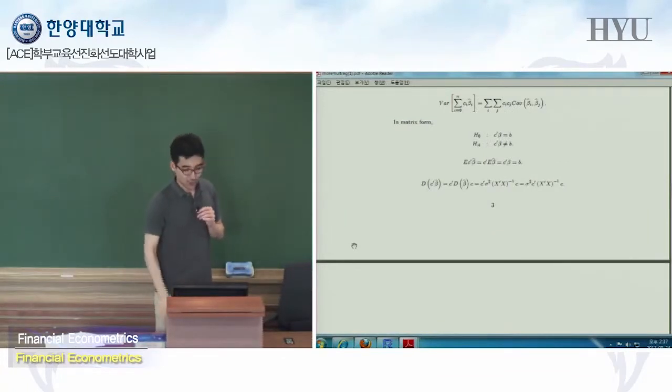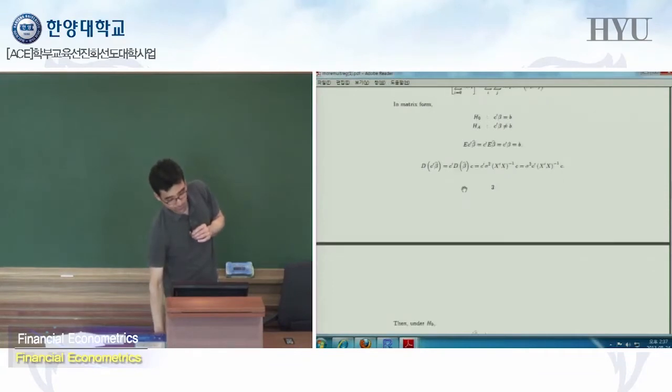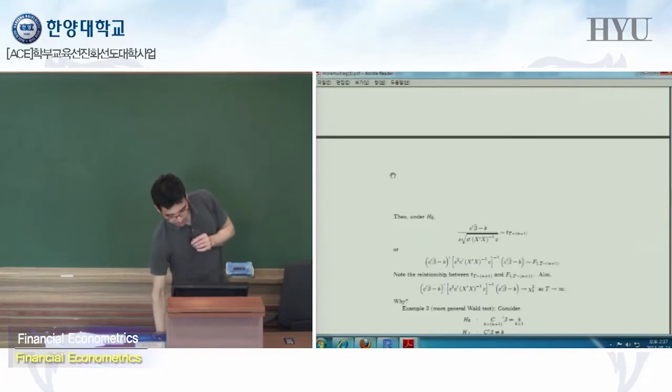So previously I just digressed about this distribution because I don't want to lose the flow of the lecture. Let's review why this one follows the t distribution and why it is the F distribution.